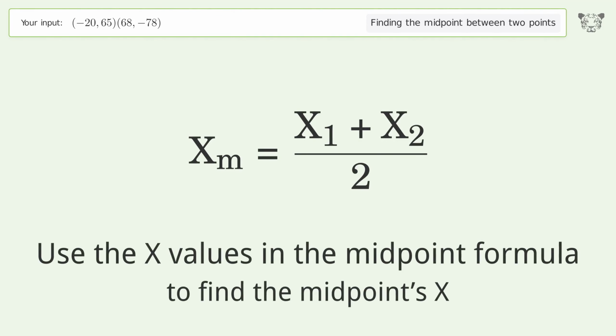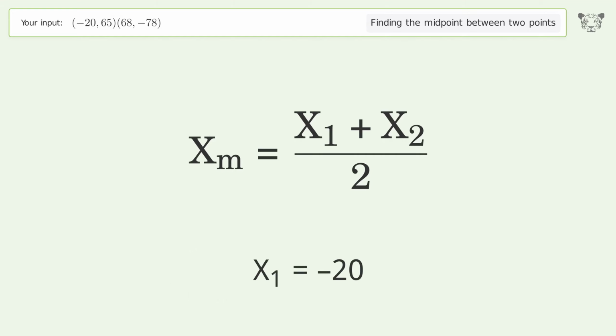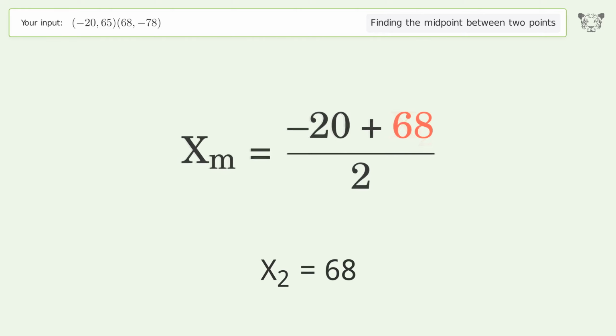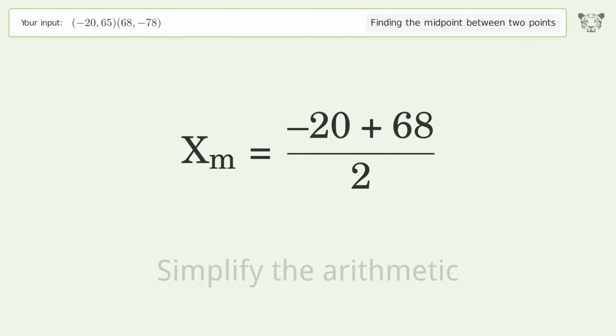Use the x values in the midpoint formula to find the midpoint's x. x1 equals -20. x2 equals 68. Simplify the arithmetic.